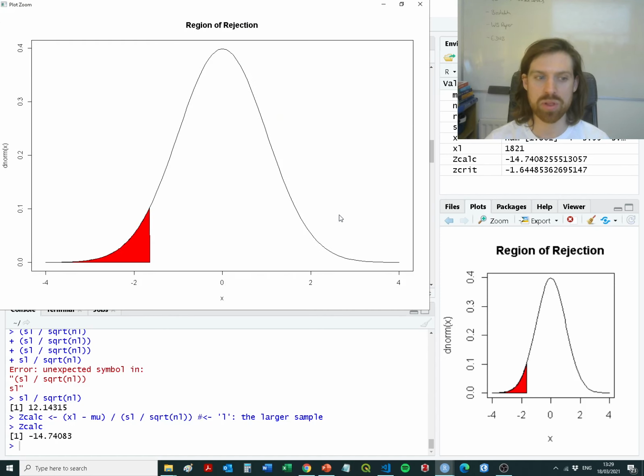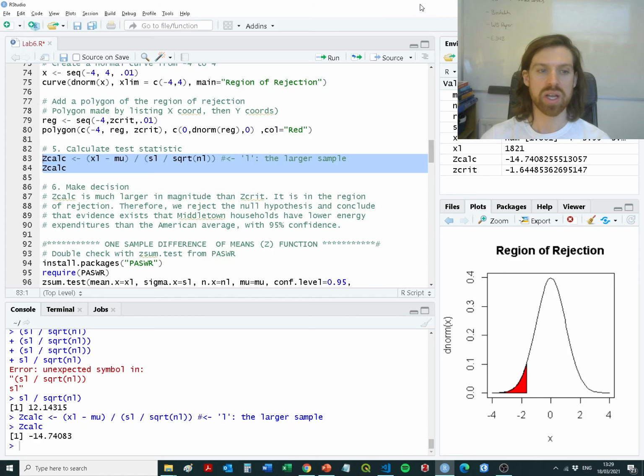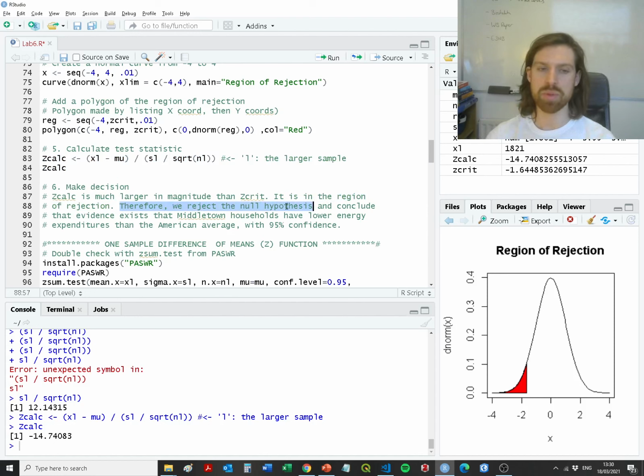Okay, so remember that that minus 14 will be all the way over here off our distribution of values. So very much so in this particular case, it's in the region of rejection. So as a consequence, we reject the null hypothesis. Remember, that's the way that we need to posit this.